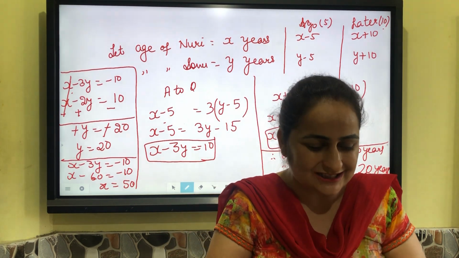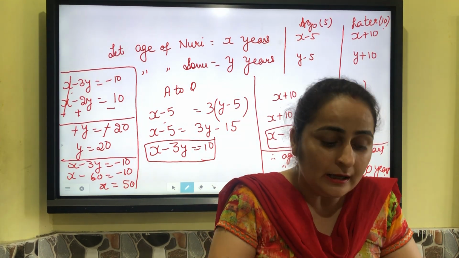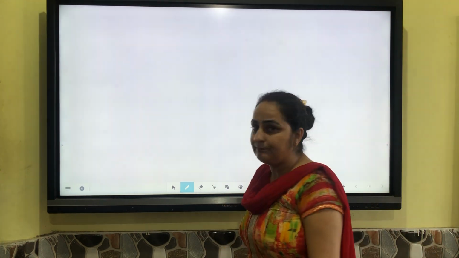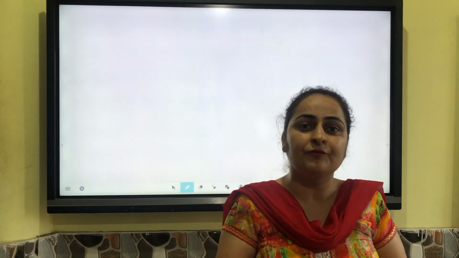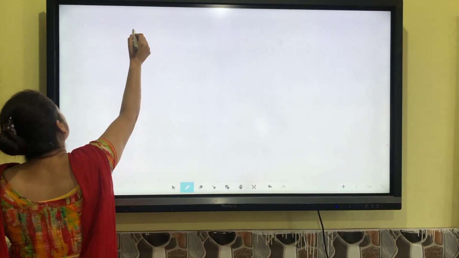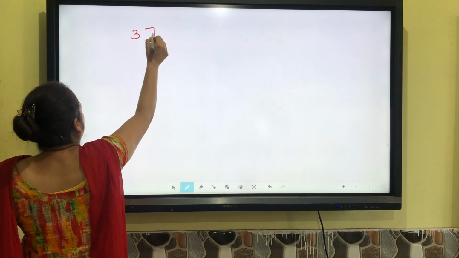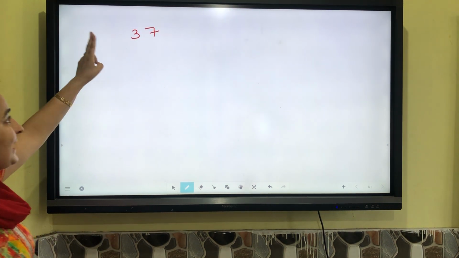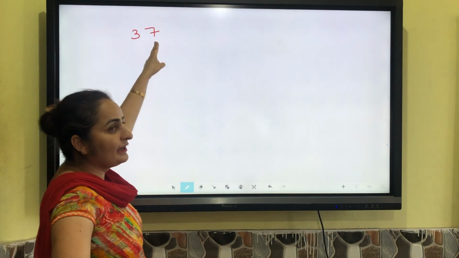Now next, the third question. A 2-digit number. You all know the 2-digit number? Yes. Maybe 10, 11, 12, 22, 33, 34, 35. All are 2-digit numbers. I am writing here one of the examples, that is maybe any number 37. Here I am using 2 digits. One is 3 and second one is 7.